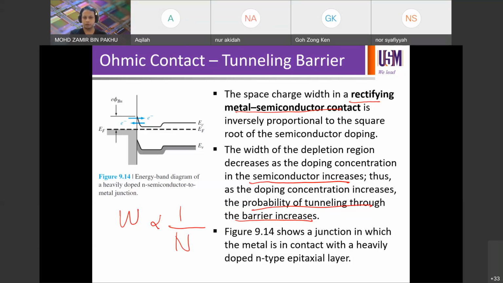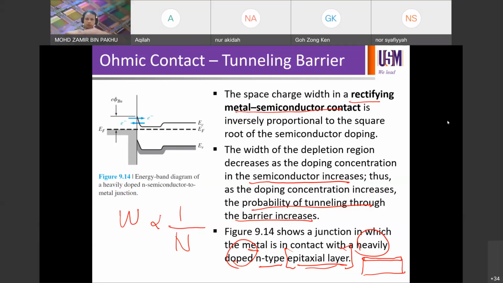Figure 9.14 shows a junction in which a metal is in contact with a heavily doped, the key word here is heavily doped, n-type epilayer. We're going to learn about the epilayer later on. The epilayer is a very thin layer formed on a substrate, epitaxial in nature. It means that when you deposit the layer on top of the substrate, it is deposited layer by layer. It's not all the atoms or molecules coming together at the same time. They are deposited one by one.